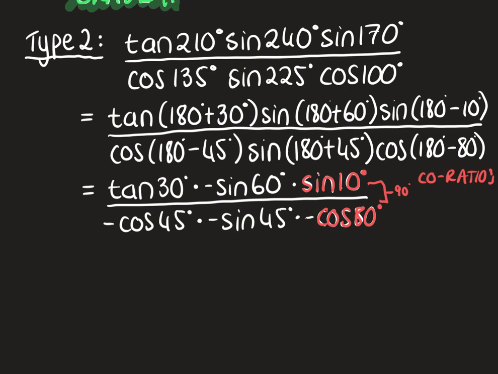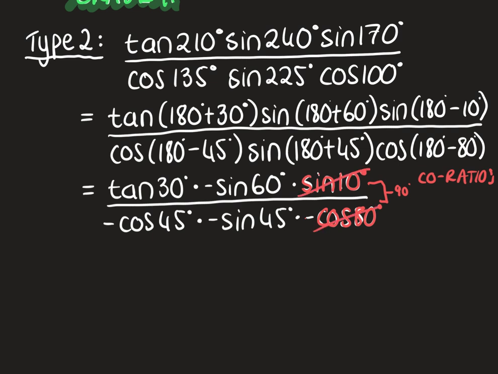If you put sine of 10 into your calculator and you put cos of 80 into your calculator, the answers are exactly the same. And why is that? It's because they are co-ratios of each other. So if you have sine and cos at the top and the bottom of your fraction and their angles add up to 90, they're complementary, then it means that they are exactly the same thing. So I can cancel them out.